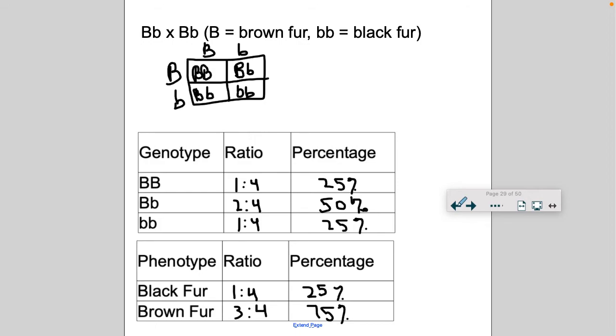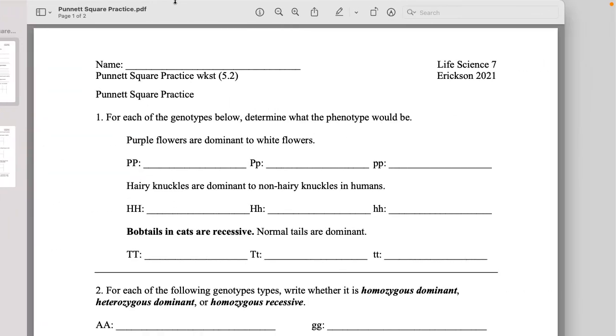All right, so your assignment will be a Punnett square practice. In fact, I'm just going to pull it up because I'm sure there will be some questions on it. There always are. Just give me a second here. Pull it up on my file. Okay, this is what it looks like.